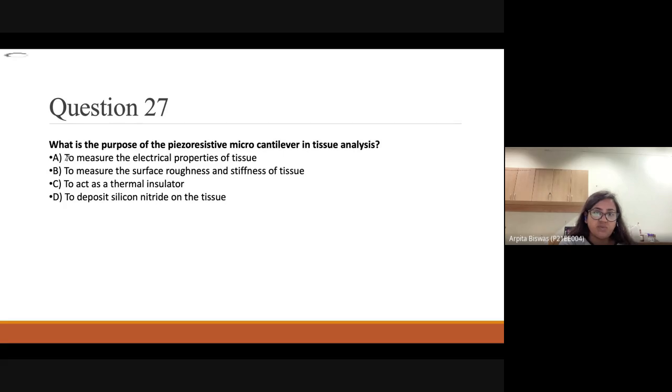What is the purpose of piezoresistive microcantilever in tissue analysis? The first option is to measure the electrical properties of tissue. The second option is to measure the surface roughness and stiffness of tissue. The third option is to act as a thermal insulator. And the fourth option is to deposit the silicon nitride on the tissue. So go through the question carefully and please try to solve the right answer.